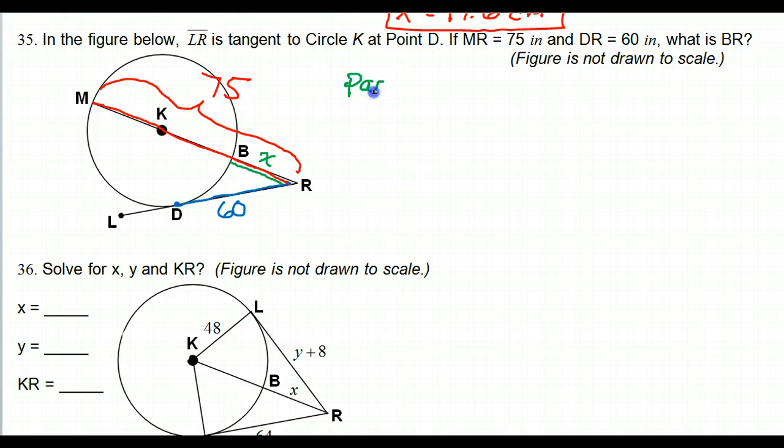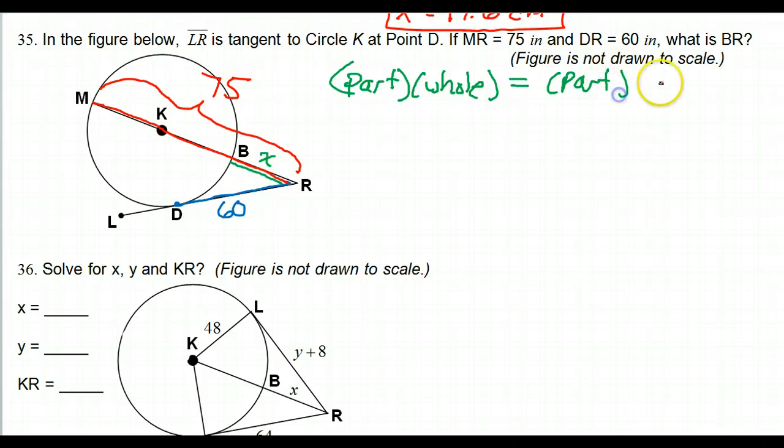If I'm going to sit here and do part times whole, is equal to part times whole, let's really think about it. When I look at this red area, the part, of course, has to be the outer part. What's the outer part of this secant segment? The outer part is x. All right, there it is. That's the outer part. Now, what is the whole length of the secant segment?